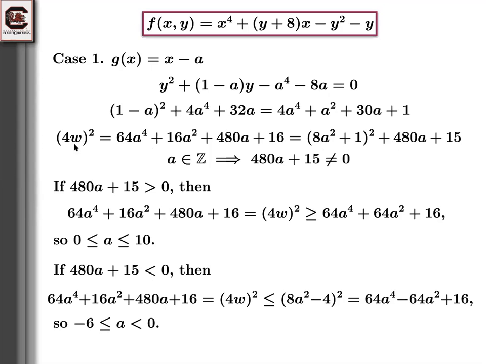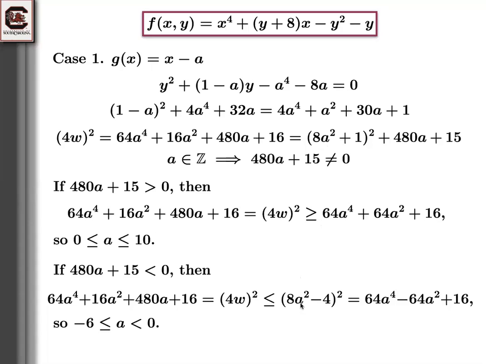But can 4w squared equal 64a to the 4th? So can it be (8a squared) squared? And the answer is no, because (8a squared) squared would be 64a to the 4th. These would cancel, and you would have this being 0. And if you just solve that quadratic, it turns out the solutions are minus 15 plus or minus the square root of 14. So they're not integers. So we don't have to worry about the case where 4w squared is (8a squared) squared.